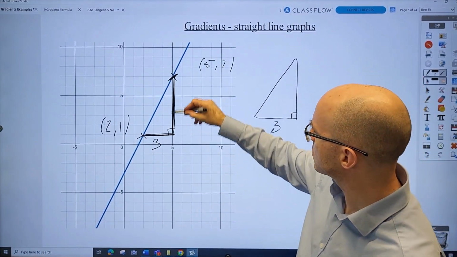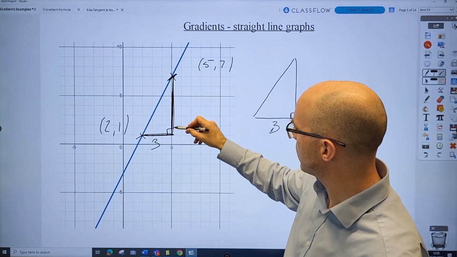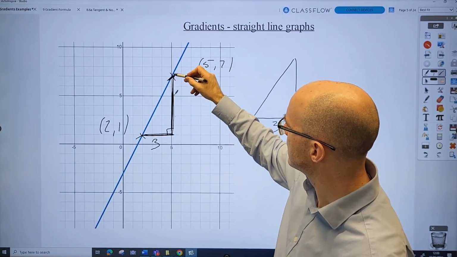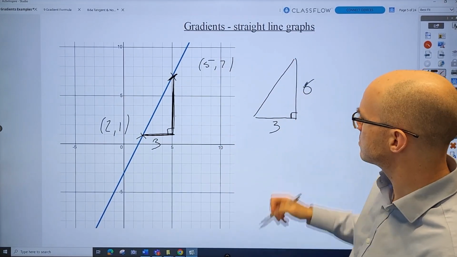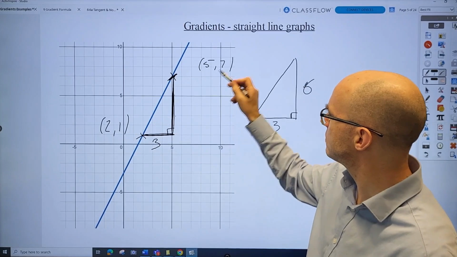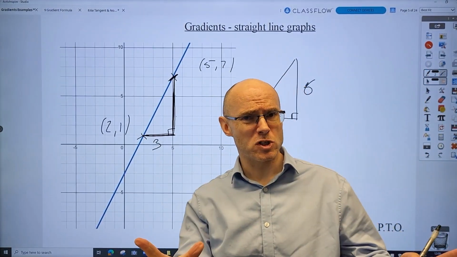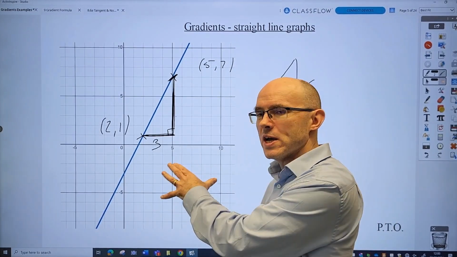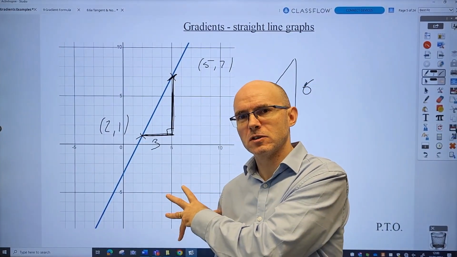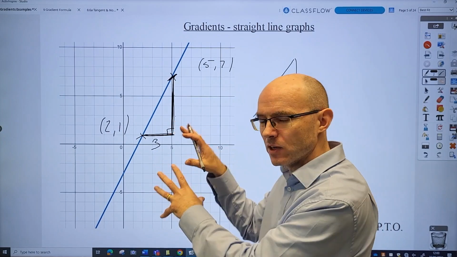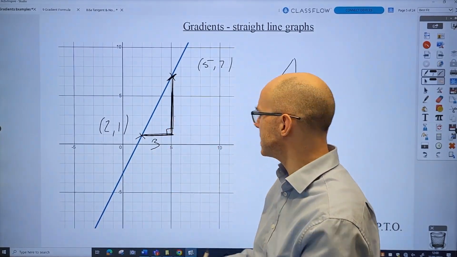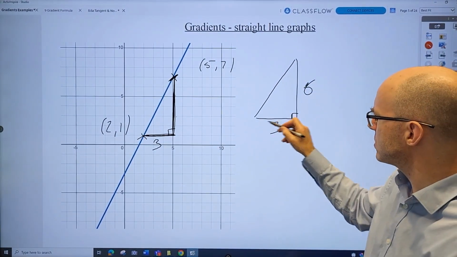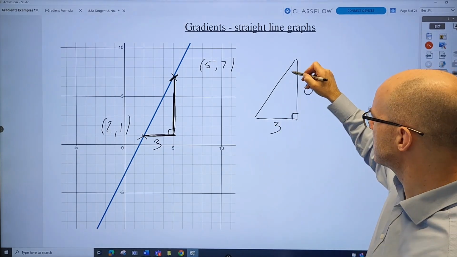And vertically, can we count the vertical distance? So 1, 2, 3, 4, 5, 6. Do you agree with that? So from 2, 1 to 5, 7. Just be careful about counting squares. I've done this so it's nice and easy. Sometimes 1 square does not represent 1 unit. You must check the scaling on the graph. But for this purpose, it actually does. So basically, for every 3 we're moving across, we're moving 6 upwards.